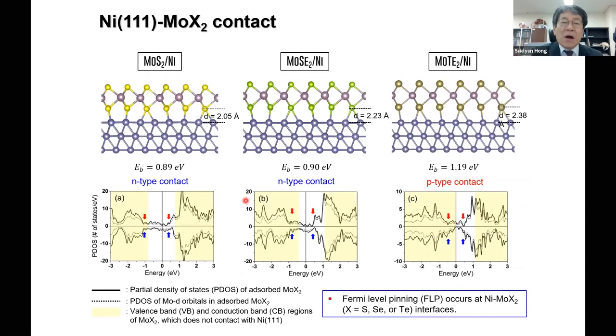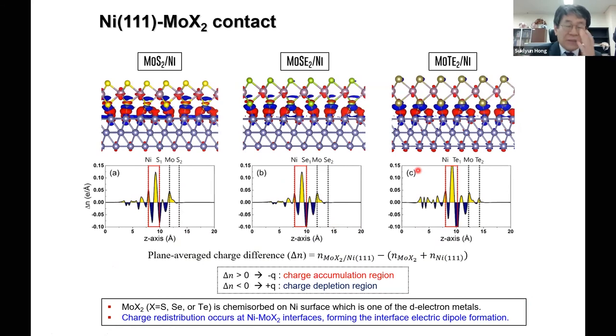And after contact with the nickel surface, the molybdenum dichalcogenide showed some Fermi level pinning behaviors, especially n-type contact for both the molybdenum disulfide and diselenide cases, and p-type contact for the molybdenum ditelluride cases. To understand this behavior, we calculated the wave function character and plane-averaged charge difference plot.